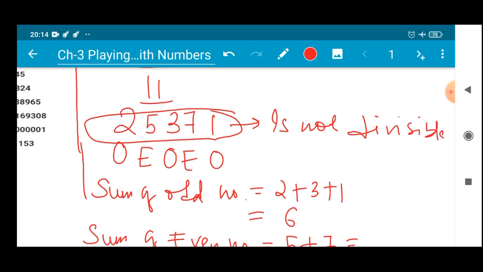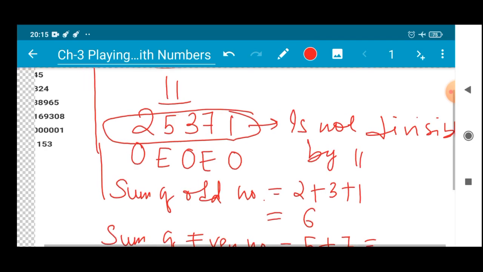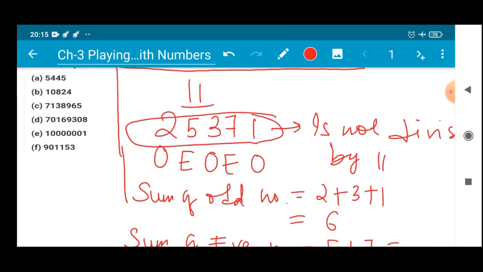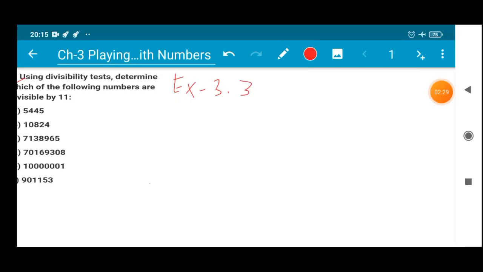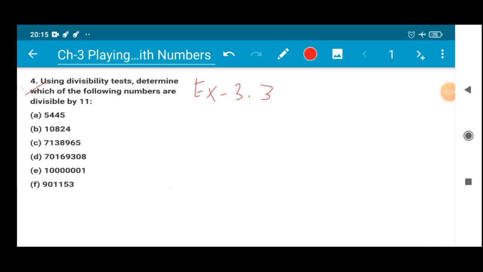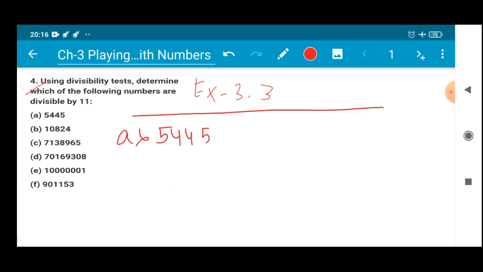So this is the example I have given you. With the help of this we will be solving question number 4. Okay, so let's start doing this. Our first number is part A, that is 5445.